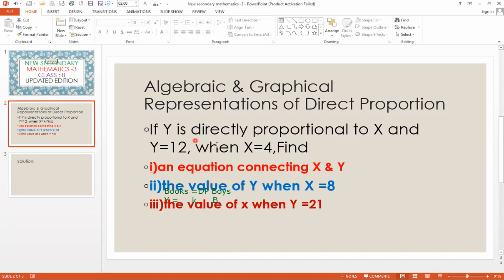Again, for directly proportional, which letter do you have to use? Yes, you have to use the letter k, small k. Okay. So y is equal to kx. This is the equation connecting x and y. They are saying an equation connecting x and y. And what are the values of x and y? These values are given in the question. y is equal to 12 and x is equal to 4. So I move towards a solution.